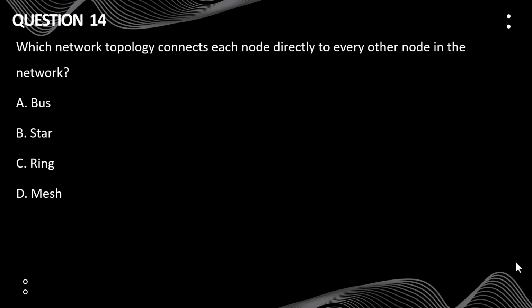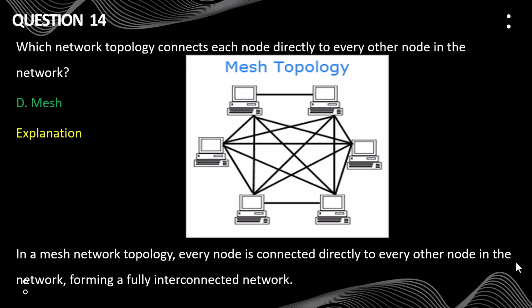If we read the question again, it says which network topology connects each node directly to every other node in the network. So our answer is going to be option D. In the mesh network topology, every node is connected directly to every other node in the network, and this forms a fully interconnected network. If we look at the diagram attached there, you can see that each node on the network is directly connected to every other node. So that is the mesh topology.